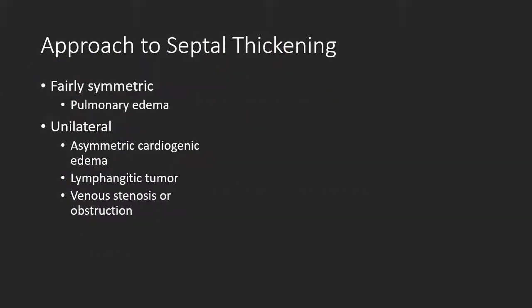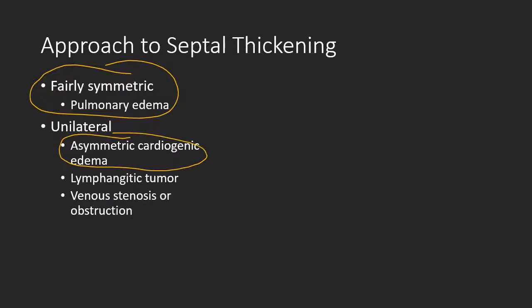So what is our approach? If it looks fairly symmetric, so you have fairly symmetric septal thickening on chest x-ray or on CT, the big thing that you want to consider here is pulmonary edema. This is typically hydrostatic, related to acute congestive heart failure. If it's unilateral, you want to consider also cardiogenic edema because it's so common, this can happen. But you also want to consider the possibility of lymphangitic carcinomatosis or something wrong with the veins on one side, so venous stenosis or occlusion from pulmonary ablation or fibrosing mediastinitis.